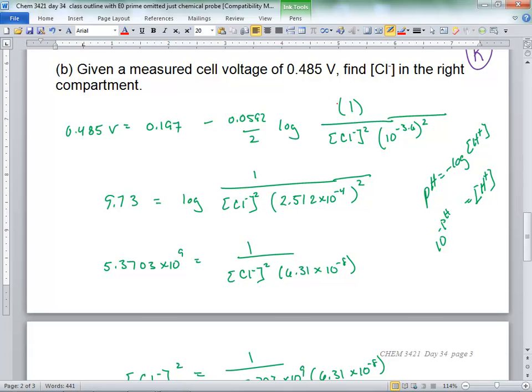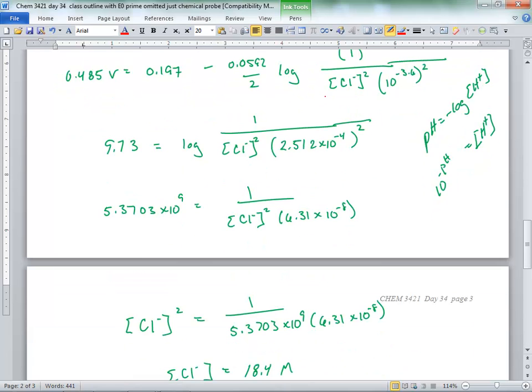And then just do your little switcheroo thing here. The chloride is on the bottom. So I'll bring them to the top and bring that 10 to the 9th number down to the bottom. Okay, and that's what I did here, right? Bring the chloride up to the top, chloride squared up there, and that big number down to the bottom. So chloride squared would just be those two.